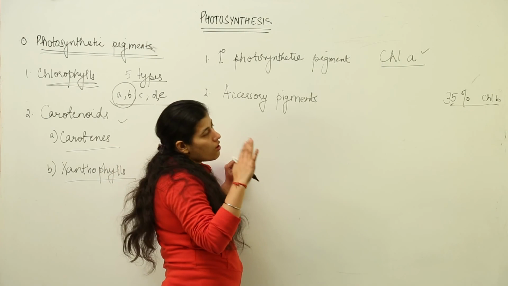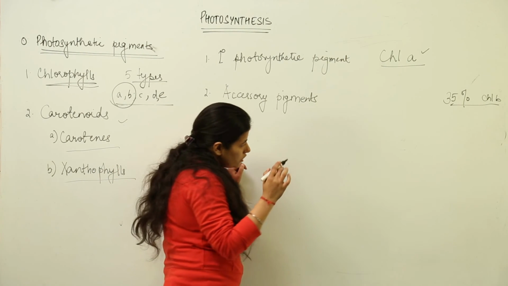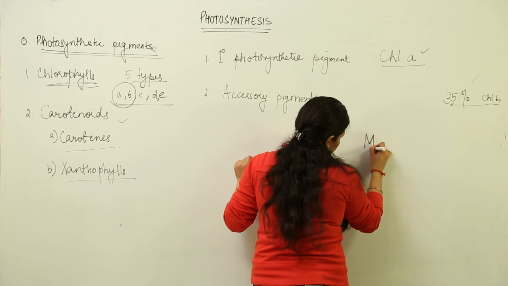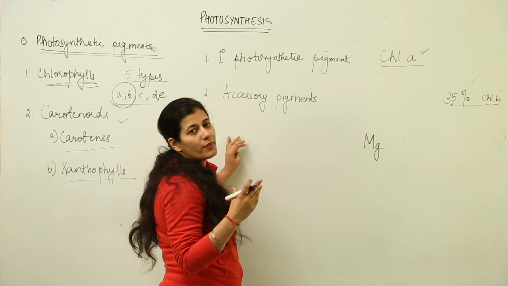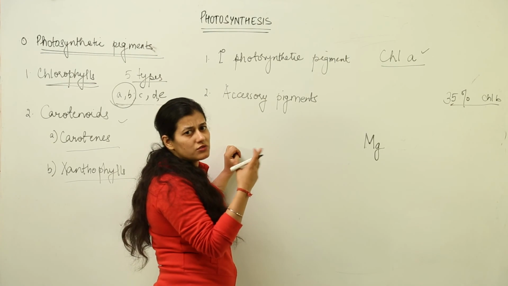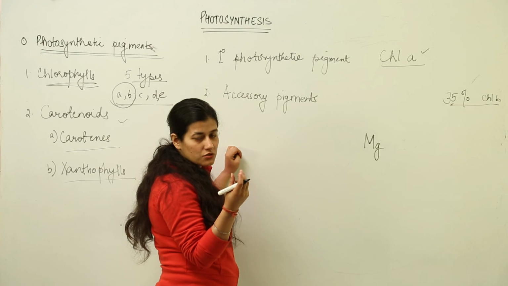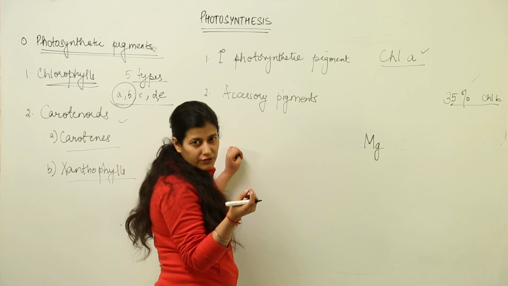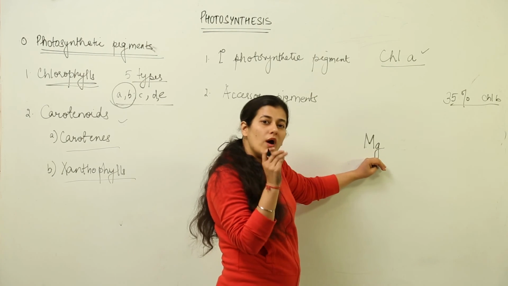If you can recall the mineral nutrition chapter done in the previous class, you would have noticed that magnesium is responsible for the formation of chlorophyll. Whenever there is a deficiency of magnesium, there is chlorosis. What was chlorosis? It is the yellowing of leaves that takes place. Now, magnesium is required in chlorophyll.